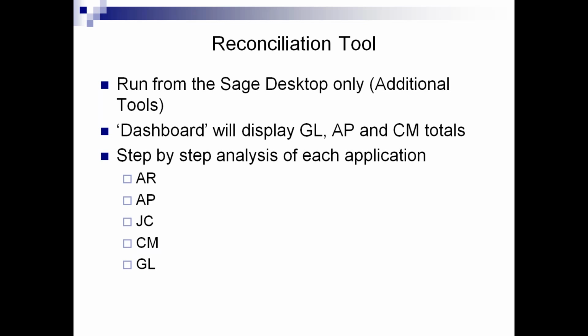You want to do the sub applications first. General ledger should be the last thing that you actually close, but you are going to be running reports in general ledger to compare to those sub ledgers as far as reconciliation is concerned.